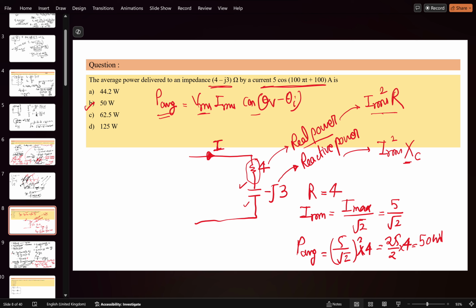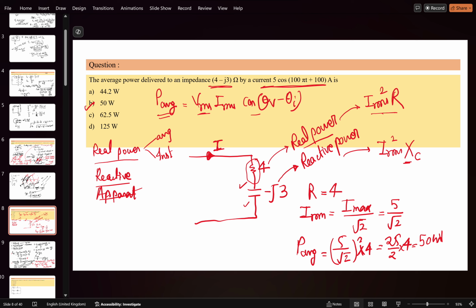Got my point? So always remember how to find the values of real power, and real power has two terms, average or instantaneous. What is being asked? What is the reactive power, apparent power? Okay, got my point. So these are the three things you should remember.